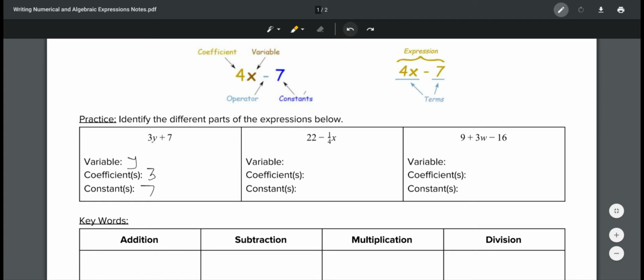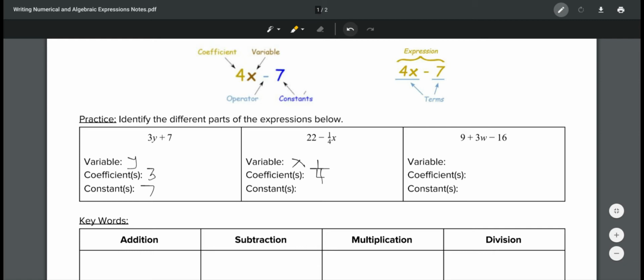Moving on to the next one. I've got 22 minus 1/4 x. Again, my variable is always going to be the letter. So in this one, my variable is the letter x. My coefficient is always the number attached to the variable. It's being multiplied by the variable. This time it's a fraction. My coefficient is 1/4. It's 1/4 times x. That's what my coefficient is.